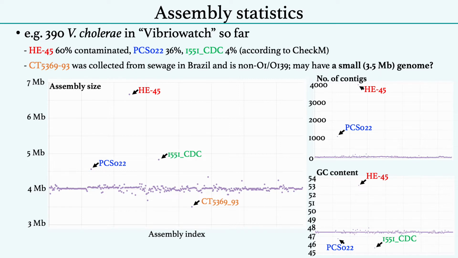And if we look at other plots on the Vibrio Watch website, shown on the right, we can see it has an unusually high number of contigs and an unusually high GC content. In fact, when I analyze this genome using an external software, CheckM, to find potential contamination of other species, I found that this genome is approximately 60% contaminated by DNA of other species, which presumably explains its very large assembly size.